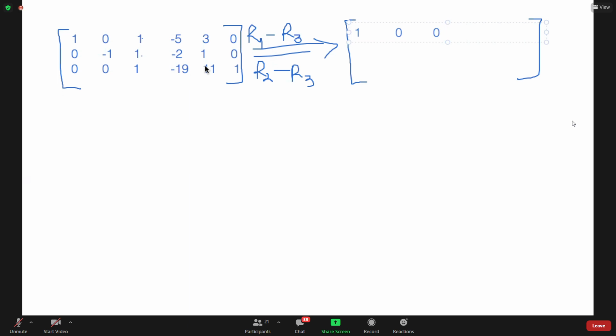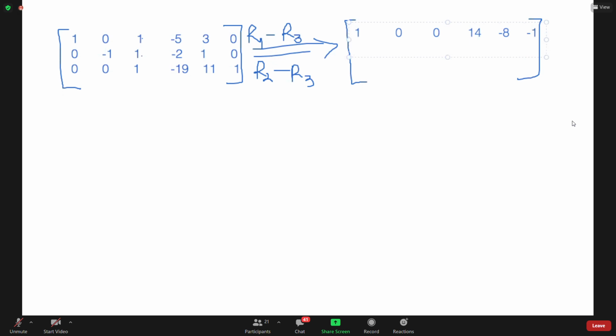That is 14. I'm sorry. I don't know what I was thinking, right? I think it's 14. Then it is 3 minus 11. That should be minus 8, I think. And 0 minus 1 should be minus 1. I think this is correct, right? Yes. I'm sorry. Sometimes I get a little tired. Minus 8 and minus 1.